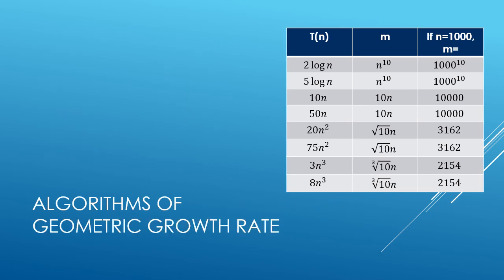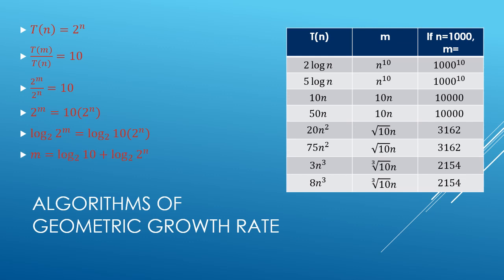What about algorithms of geometric growth rate? Tn is 2 raised to the power n. Putting this in the speedup equation, I come to this equation. 2 raised to m is 10 times 2 raised to n. I apply log to the base 2 on both sides of the equation. On the left, log to the base 2 and 2 get cancelled. On the right, I use the rule log of a into b is log of a plus log of b.